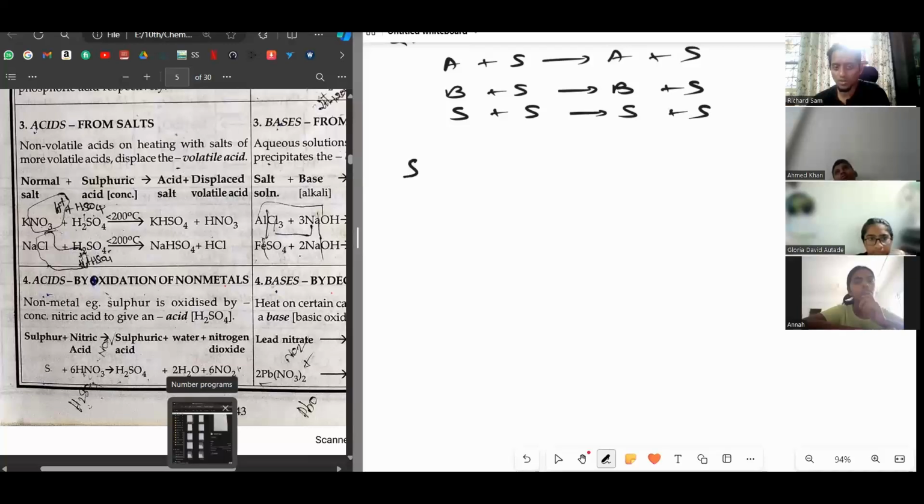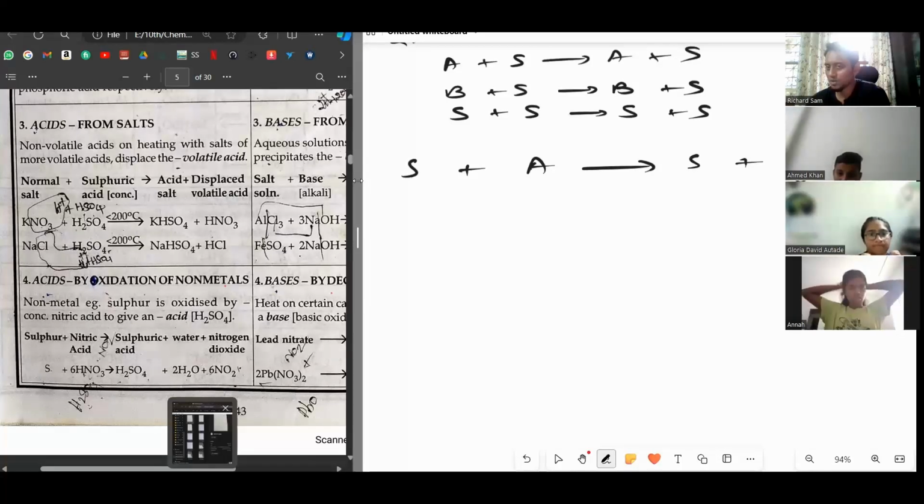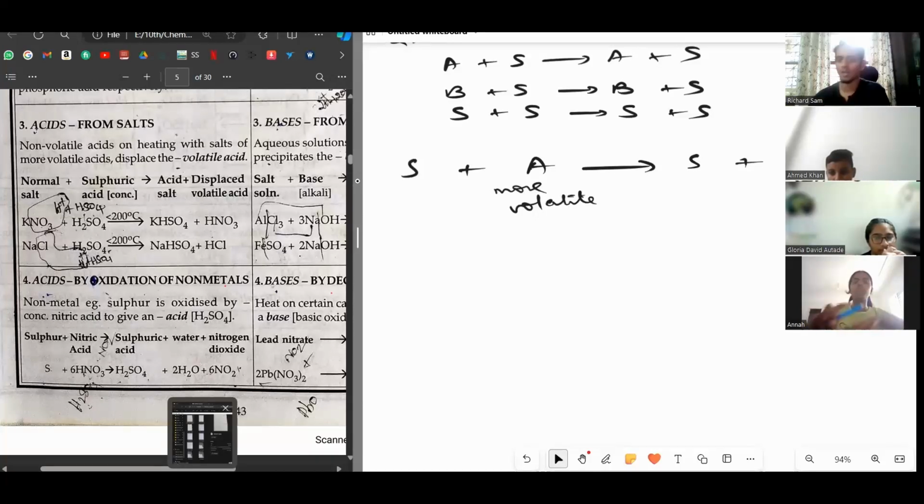So what is a salt? So we're taking salt plus acid to form salt plus acid. There's only one condition here, that is the acid that you're producing has to be a less volatile acid. Okay, and the acid that you're using should be a more volatile acid. Now, what's the meaning of volatile? Volatile means unstable.